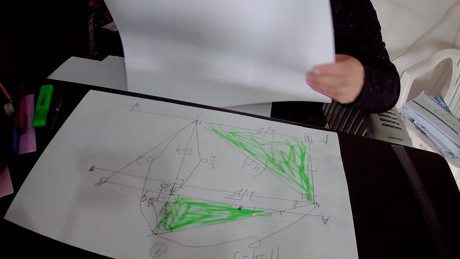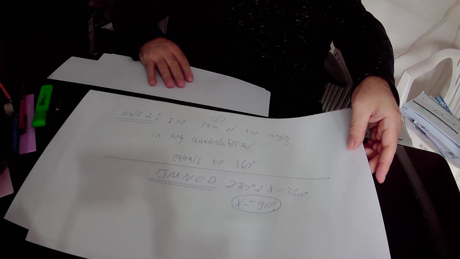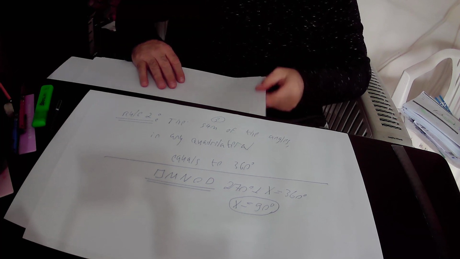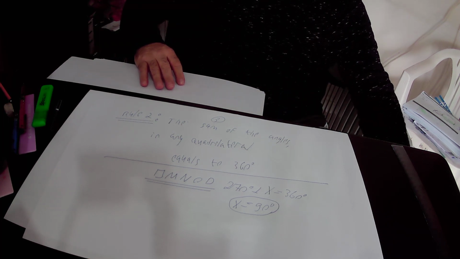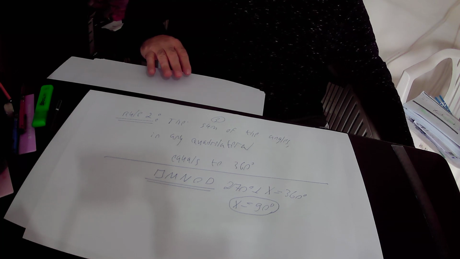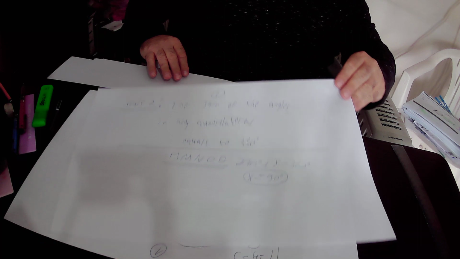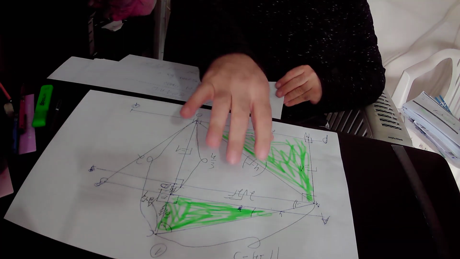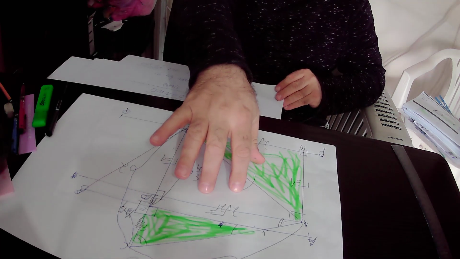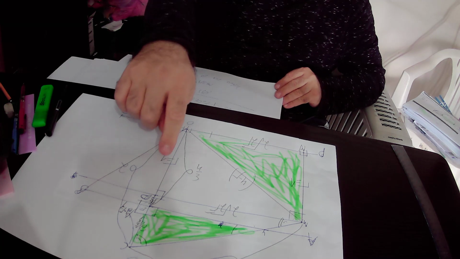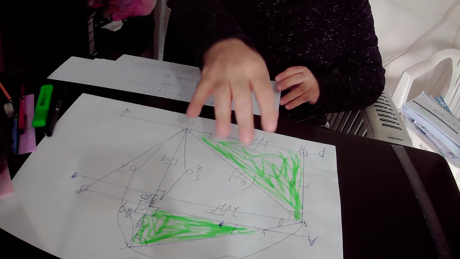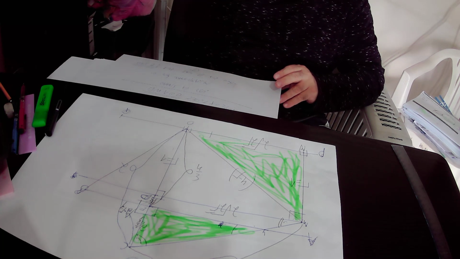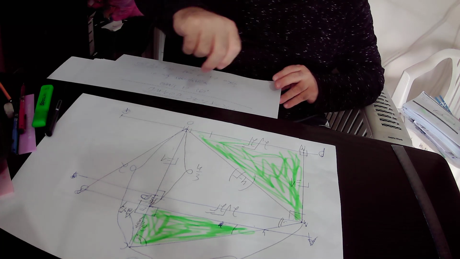Then I presented to you rule number 2. According to rule number 2, the sum of the angles in any quadrilateral equals 360 degrees. If we focus on this quadrilateral MNOD, according to rule number 2, the sum of its angles must be equal to 360 degrees.